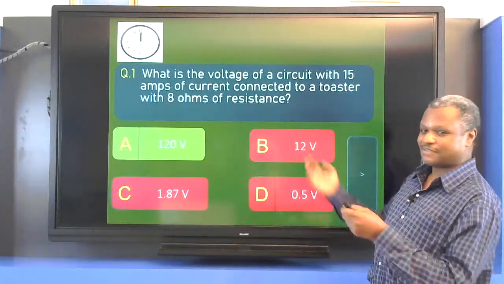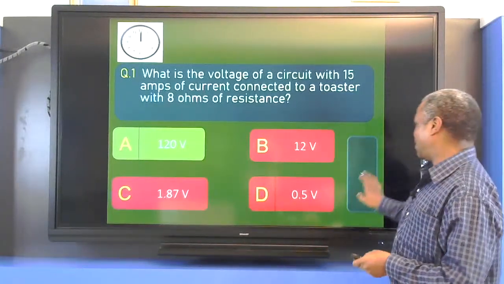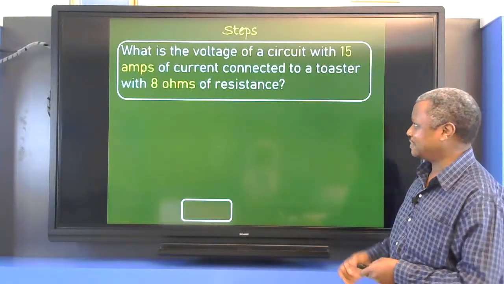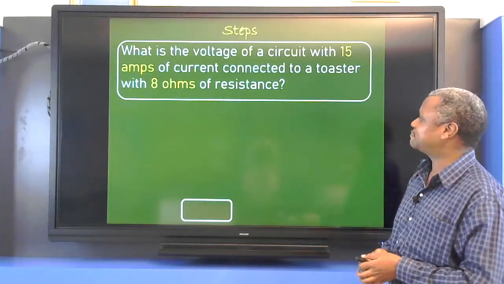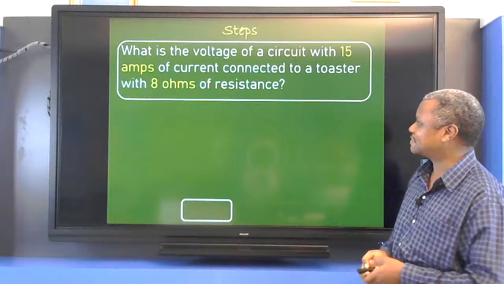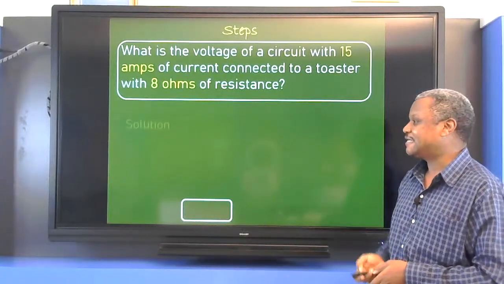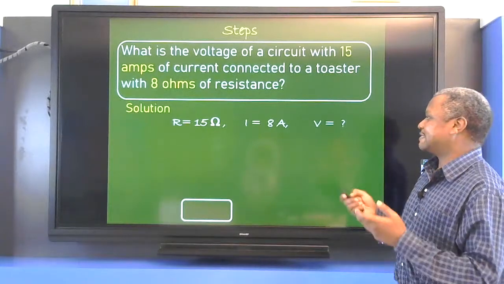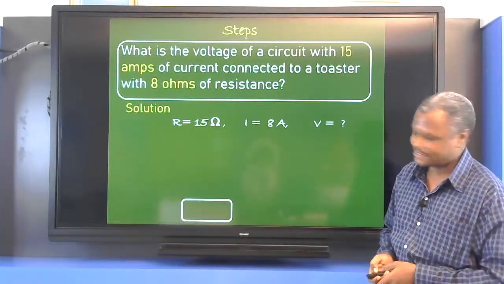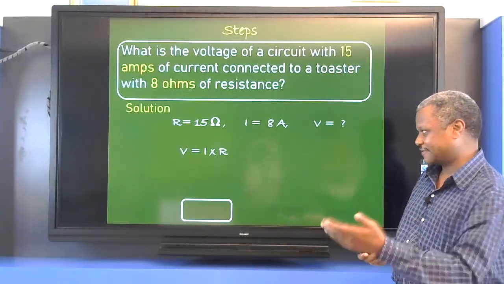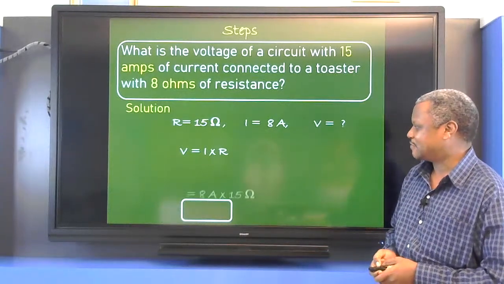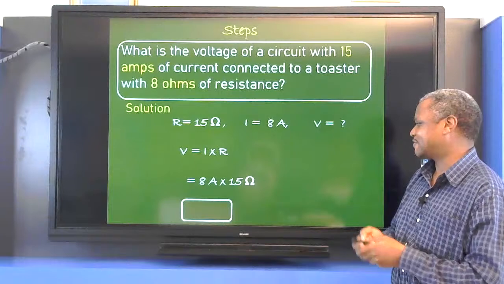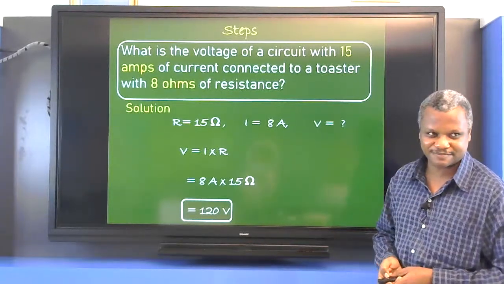Now, how did you get this? These are the steps. One, this is how you got 120. What is the voltage of a circuit with 15 amps of current connected to a toaster with 8 ohms of resistance? Again, we know the solution here is resistance is 15 ohm, the current is 8, but we don't know the voltage. So voltage is equal to current multiplied by resistance, which is equal to 8 amperes multiplied by 15 ohms, and then the correct answer is 120 volts.